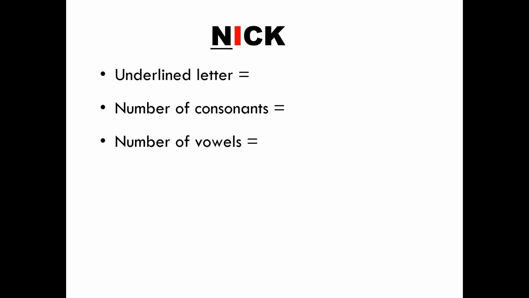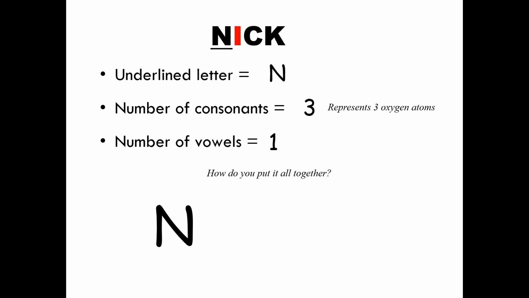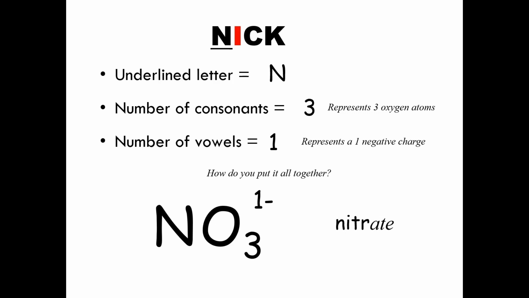The first word of the mnemonic is Nick. The underlined letter is N, representing the element nitrogen. There are 3 consonants to this word and 1 vowel. So how do we put it all together? Well, the chemical formula for the polyatomic ion will start with the symbol N. The consonants represent the 3 oxygen atoms in this polyatomic ion. The number of vowels represents a 1 negative charge on the ion. The name of this ion is nitrate, and the ending "ate" again is represented in the mnemonic.